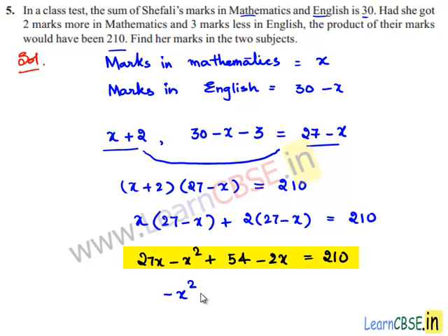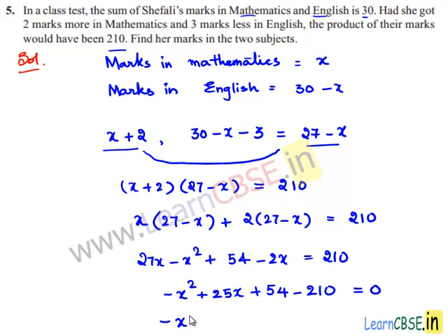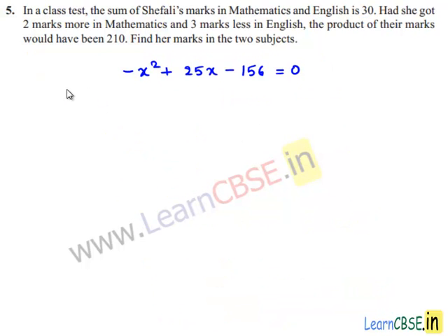Minus x square, 27x minus 2x is plus 25x plus 54. Transposing 210 to LHS, we get minus 210 is equal to 0. So this can be written as minus x square plus 25x minus 156 is equal to 0. So this equation can be written as x square minus 25x plus 156 is equal to 0.